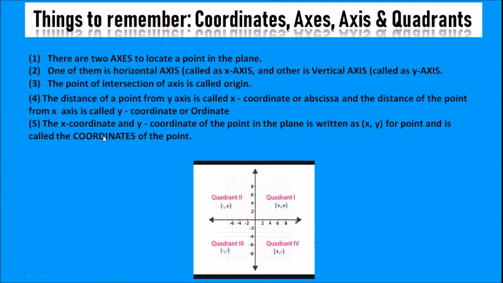The x-coordinate and the y-coordinate of the point in the plane is written as x comma y, which is known as the coordinates of that particular point. So x comma y together is known as coordinates. Axes means x-axis and y-axis together. Axis would mean either x-axis or y-axis. Quadrants are these four parts which the two axes divide the plane into.